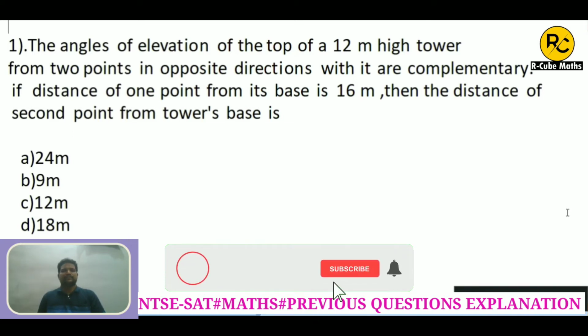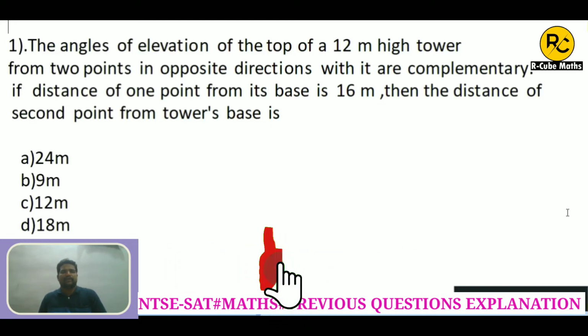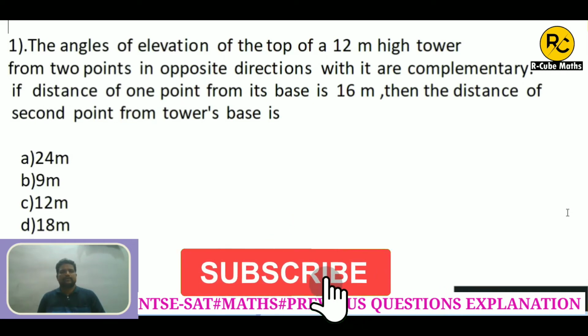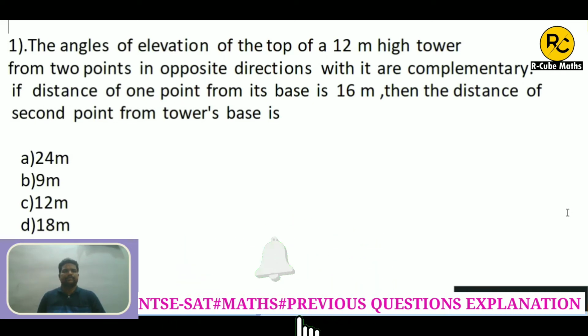In this video, I am going to explain previous mathematics questions asked for the National Talent Search Examination. Let us see the first question. The angles of elevation of the top of a 12 meters high tower from 2 points in opposite directions with it are complementary. If the distance of one point from its base is 16 meters, then the distance of the second point from the tower's base is. So here 4 alternatives are given.